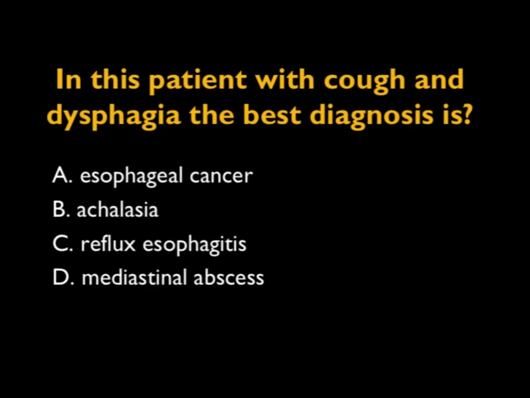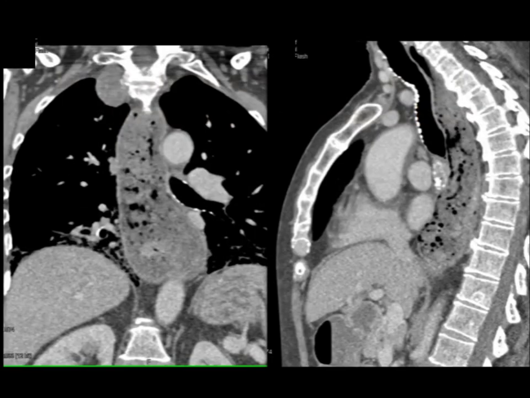This patient had cough and dysphagia, and I asked for the best diagnosis. Oh, by the way, there's a mass in the right apex, and that's a neurofibroma. We're going to ignore that. What we can't ignore is the markedly dilated esophagus with lots of food within it and transition near the GE junction. I guess you can think about esophageal cancer, but usually you don't see this much distension before the patient presents. But I don't see a mass at the GE junction.